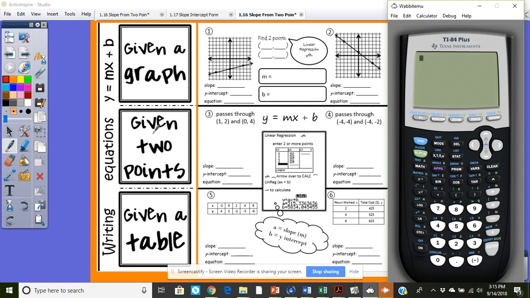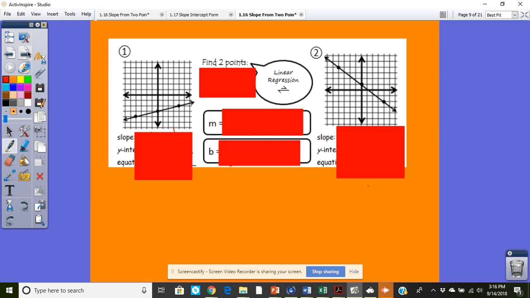This video is for lesson 1-16. This is writing equations from a graph, 2 points, and a table. And this is the bright orange one. So the first ones we're going to do are from a graph.